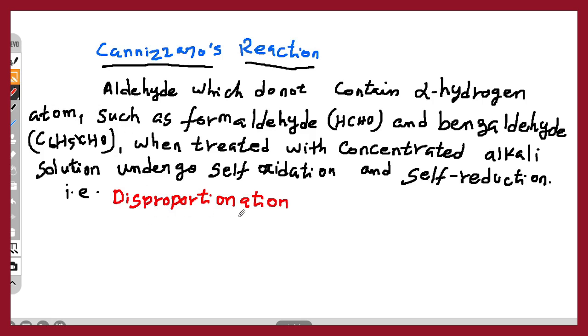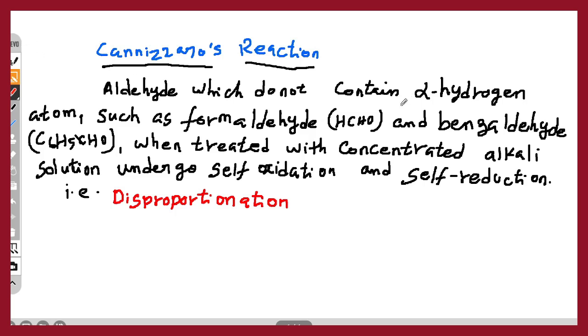See, disproportionation means this is a redox reaction simultaneously undergoing oxidation as well as reduction. In this reaction, one molecule is oxidized to the corresponding carboxylic acid and the other is reduced to the corresponding alcohol. That is called the Cannizzaro reaction. 2 moles of aldehyde react with concentrated sodium hydroxide to give 1 mole of acid and 1 mole of alcohol.